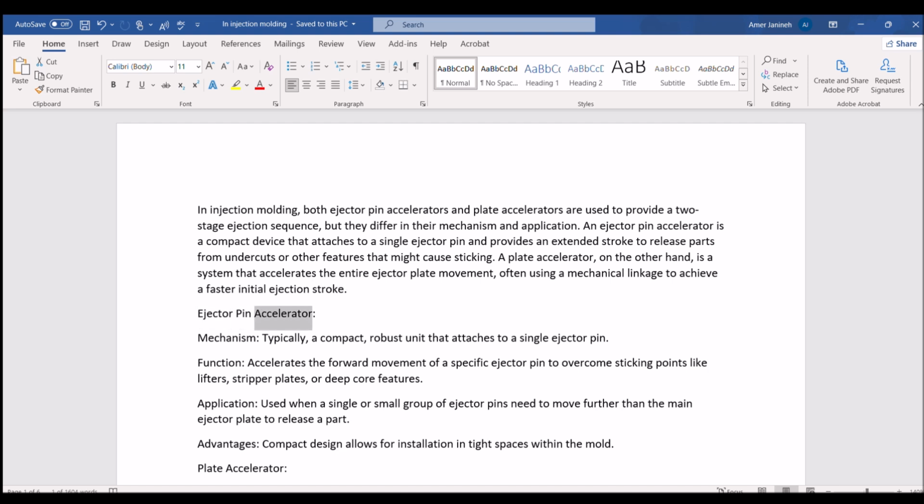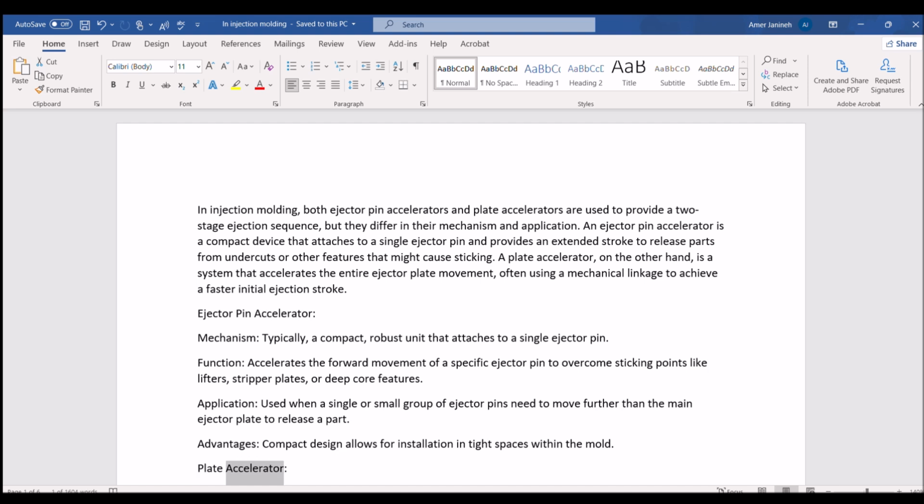Ejector pin accelerator. Mechanism: typically, a compact, robust unit that attaches to a single ejector pin. Function: accelerates the forward movement of a specific ejector pin to overcome sticking points like lifters, stripper plates, or deep core features. Application: used when a single or small group of ejector pins need to move further than the main ejector plate to release a part. Advantages: compact design allows for installation in tight spaces within the mold.